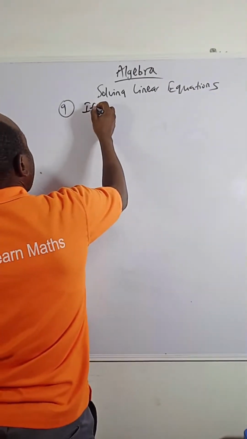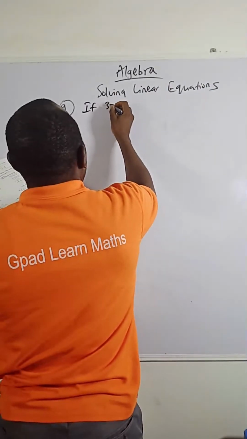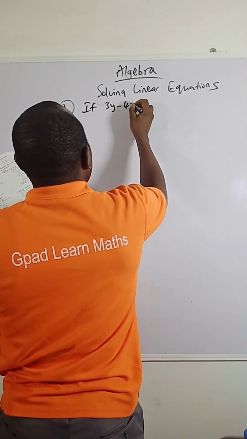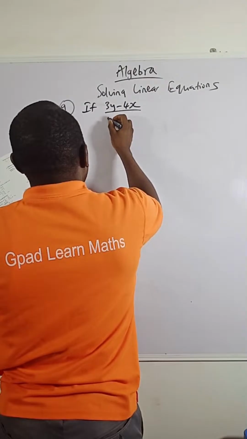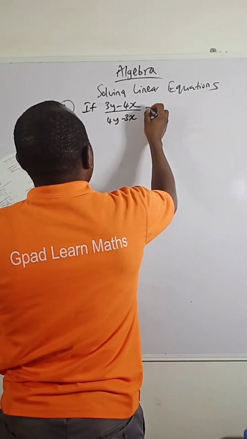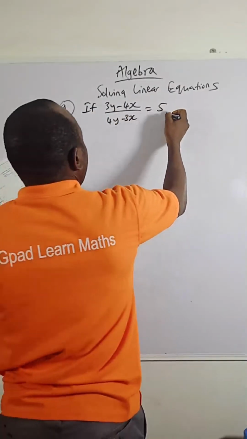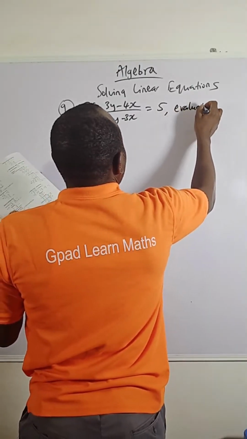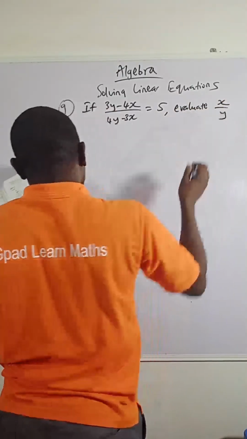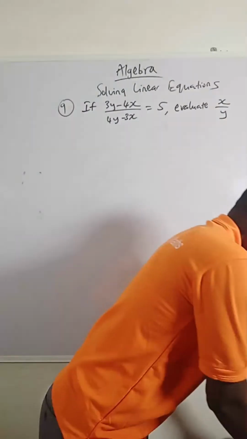If 3y minus 4x over 4y minus 3x is equal to 5, evaluate x over y. Yeah. Evaluate x over y.